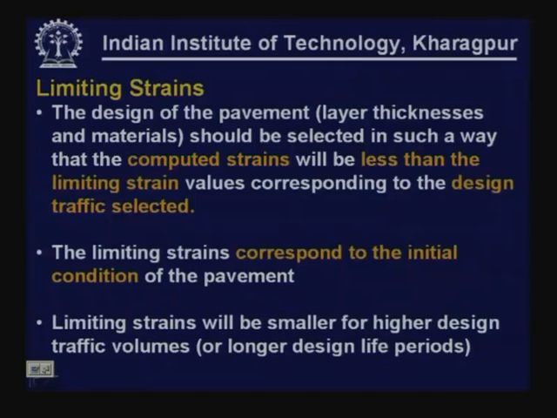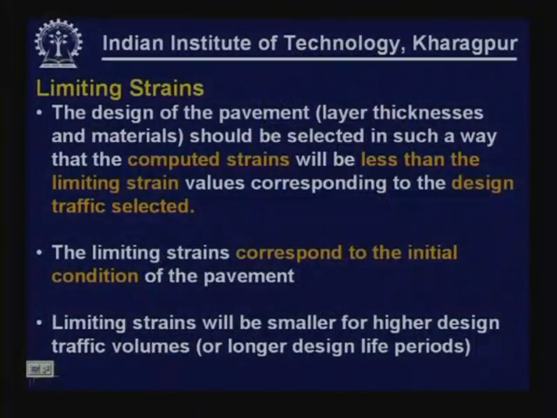The limiting strains correspond to the initial condition of the pavement. This is very important, because the design that we select, the layer thicknesses and material properties, all correspond to the initial condition of the pavement immediately after it is constructed. So, the properties that are selected have to correspond to that condition, and the strains also correspond to the initial condition. When a newly constructed pavement is analyzed and these two parameters are computed, if these two values satisfy the performance criteria, then the pavement is going to serve for a number of repetitions, or 10 years or 15 years, whatever is the design life period. The analysis is done for the initial condition of the pavement.